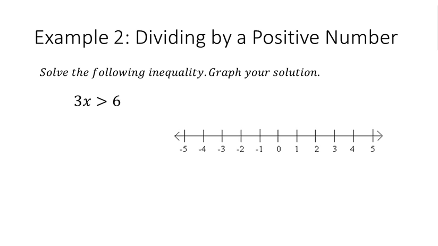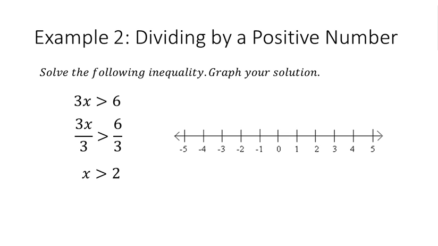Example 2, we're going to be dividing by a positive number, so we're going to be solving the following inequality, and we're going to be graphing our solution. So here we have 3 times x is greater than 6. And so since 3 is being multiplied by x, to solve this inequality for x, we have to divide both sides by 3. And so when we do that, this 3 and this 3 will cancel out, and we're left with x is greater than 2, because 6 divided by 3 is 2.